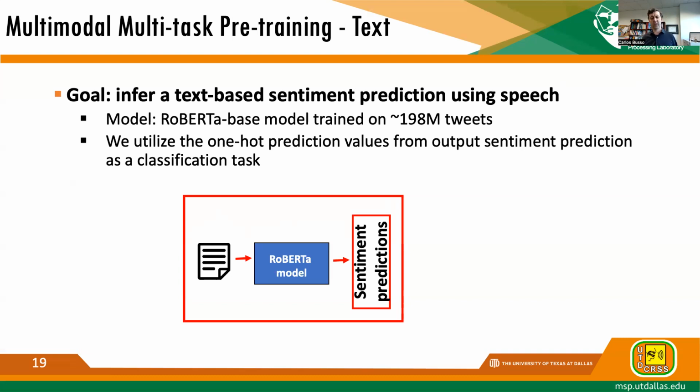We look at the output of these sentiment predictions, and we use that as a classification task. So you put speech as the input, and you try to predict the labels that the text-based model will produce. Basically, we try to predict the performance of the text-based model with acoustic features.